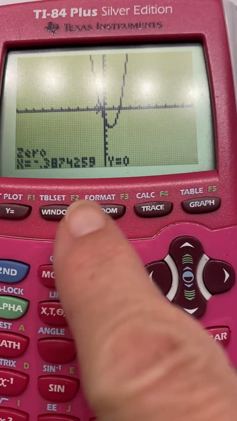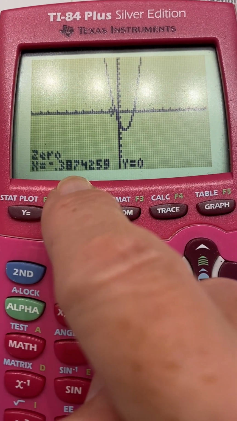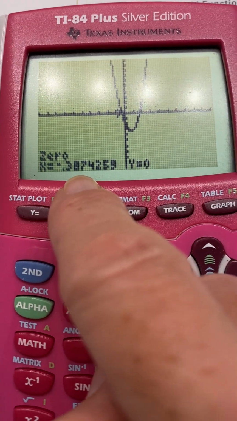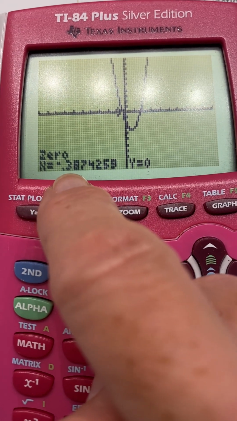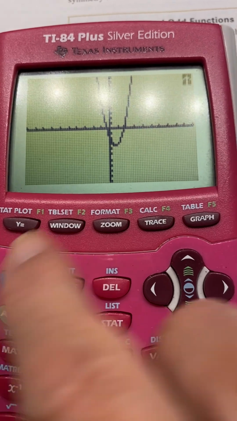-0.3874259. If you were studying for the AP Calc exam, you would round that off to 3 decimal places. So the 0 is at approximately -0.387. Whoops. So now we have the other 0.